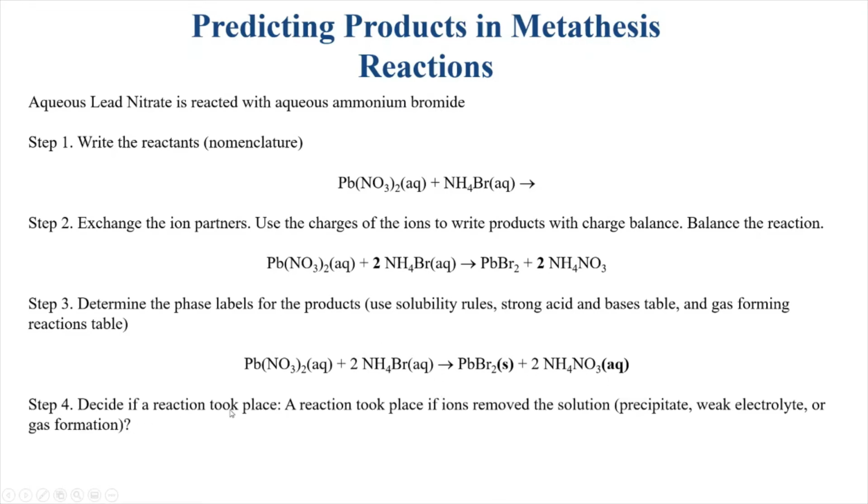And now we have to decide if a reaction took place. So a reaction takes place if ions are removed from the solution. So do we form a precipitate, a weak electrolyte, or a gas? And in this case, we form a precipitate. So yes, a reaction has taken place, and that is because we formed lead bromide as a solid precipitate product.